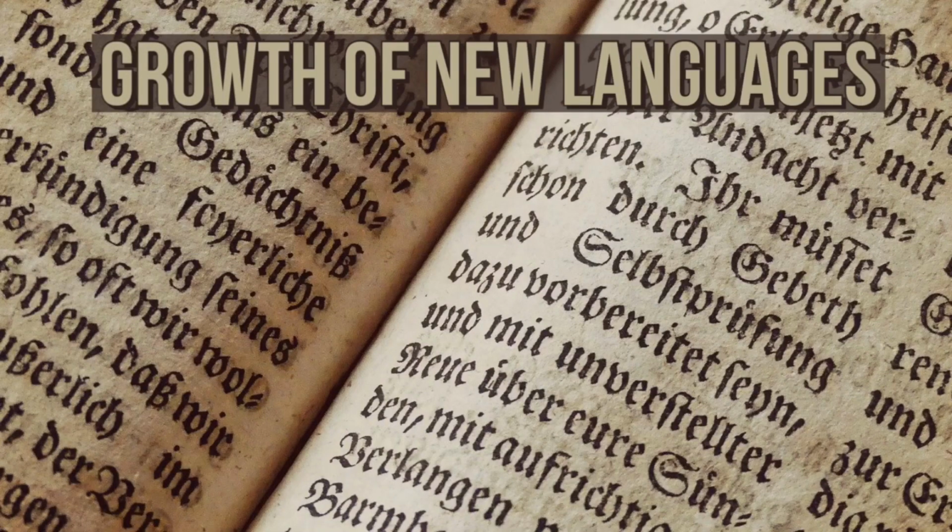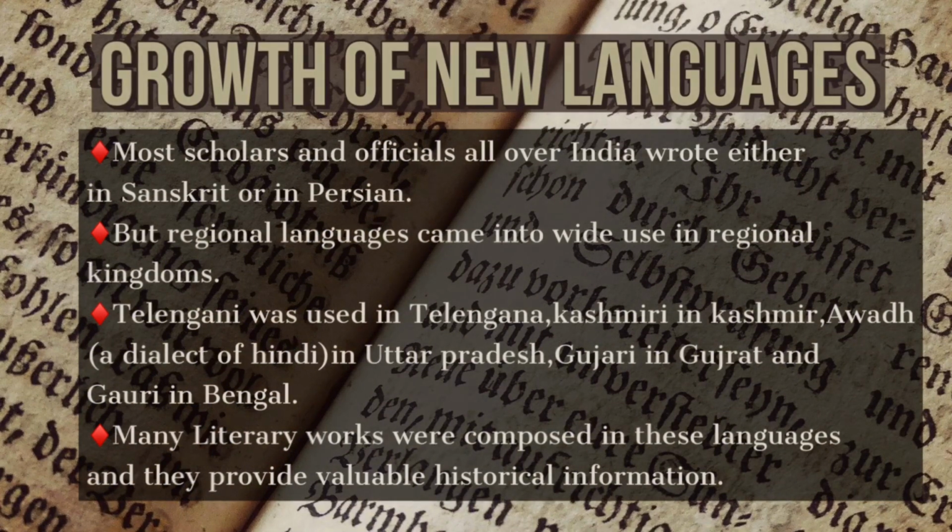The growth of new languages. Most scholars and officials all over India wrote either in Sanskrit or in Persian. But in the regional kingdoms, the regional languages were widely being used. Like Telugu was used in Telangana, Kashmiri in Kashmir, Awadhi, which is a dialect of Hindi, in Uttar Pradesh, Gujari in Gujarat, and Gauri in Bengal. Many literary works were being composed in these languages, and they provide valuable historical information.